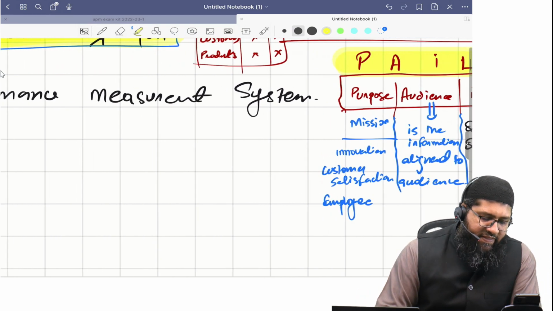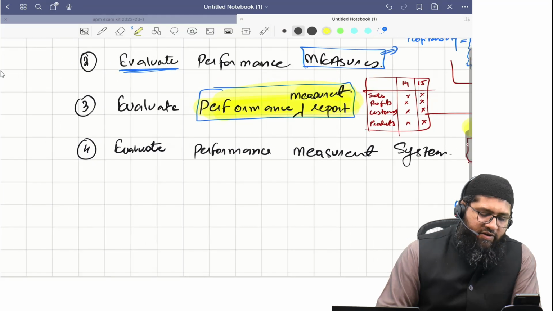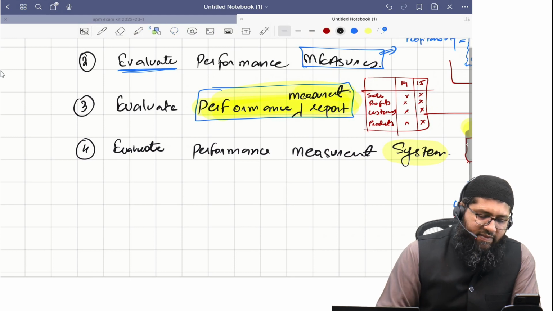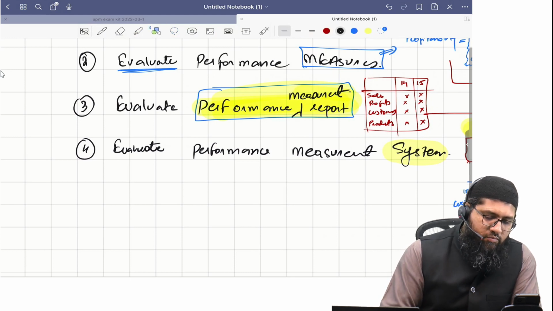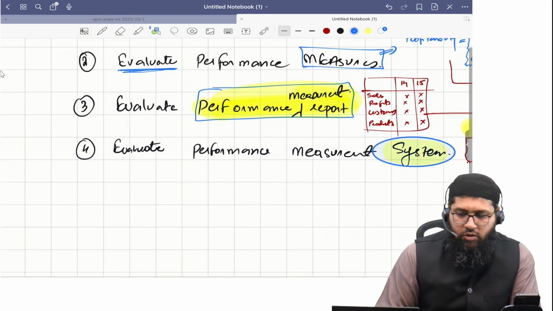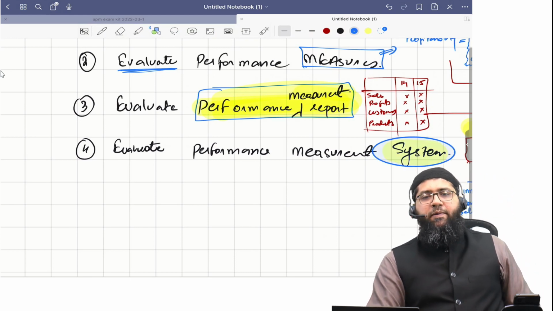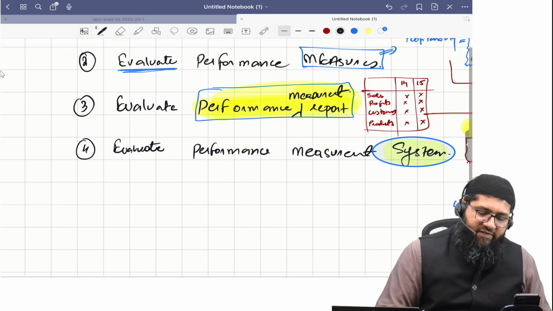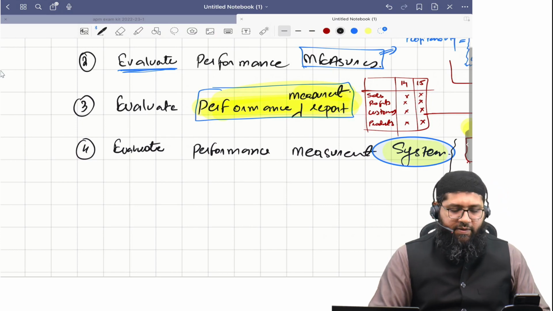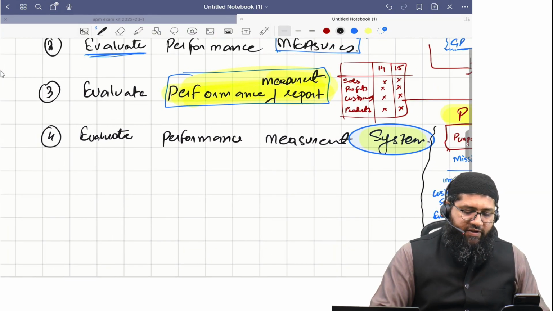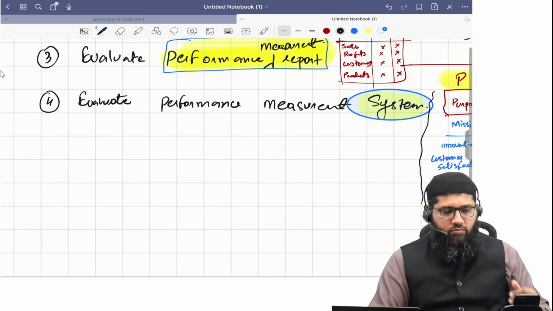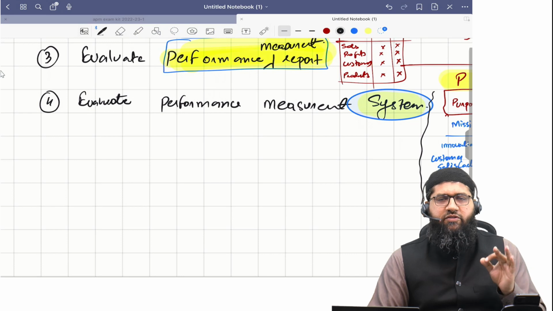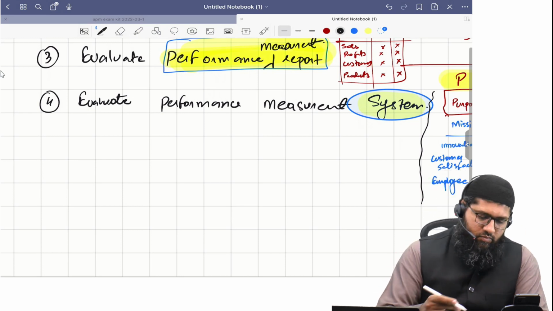Right? Okay, lastly, there is evaluate the performance measurement system. The focus is on the word system. I repeat, the focus is on the word system. So when we talk about this specific performance measurement system, what do we mean by this? Let's have a bit of a discussion about evaluating the performance measurement system. Let's try to understand this.